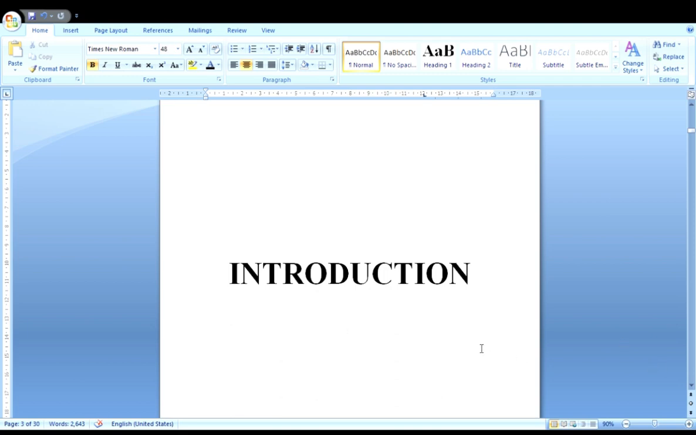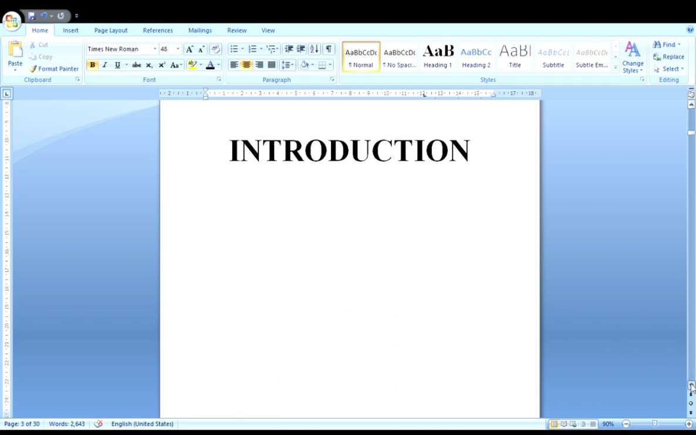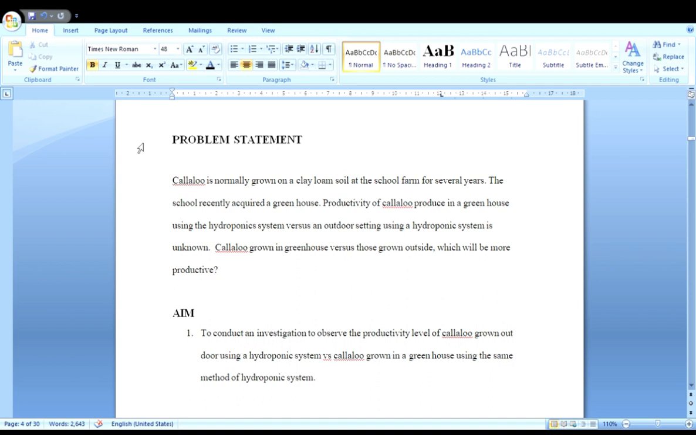Now the supplementary information you would add on a separate page. So here we have the problem statement. Callaloo is normally grown on a clay loam soil at the school farm for several years. The school recently acquired a greenhouse. Productivity of callaloo produced in a greenhouse using the hydroponic system versus an outdoor setting using the same hydroponic system is unknown. Callaloo grown in greenhouse versus those grown outdoor, which will be more productive?